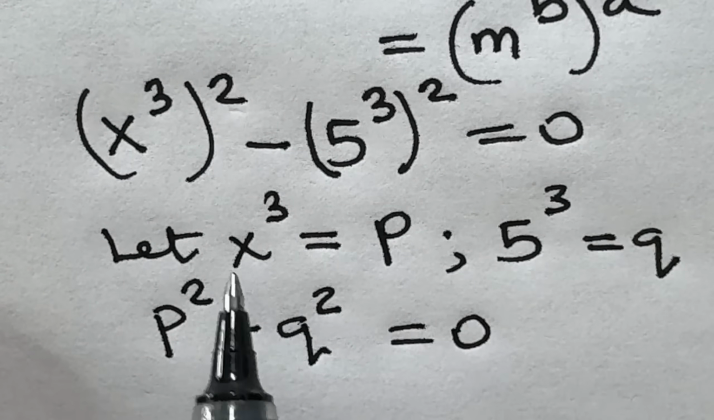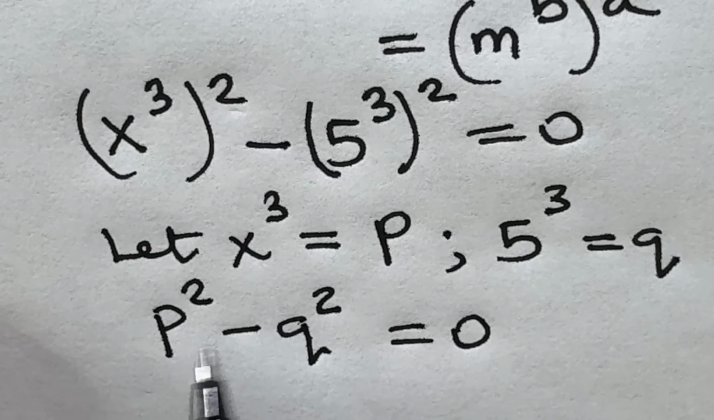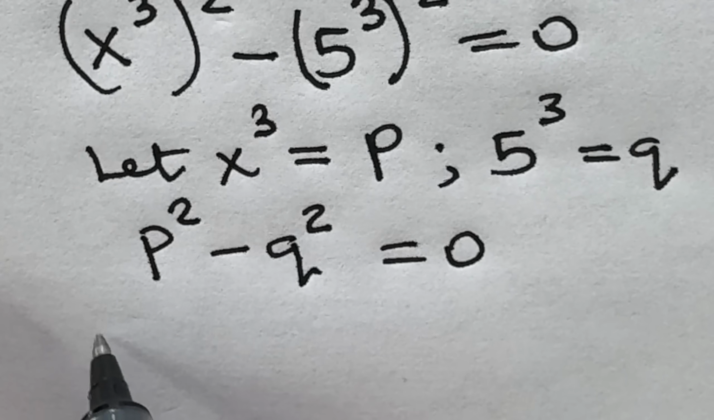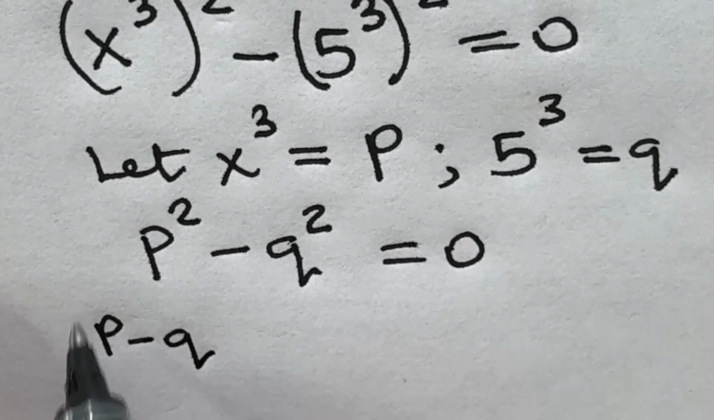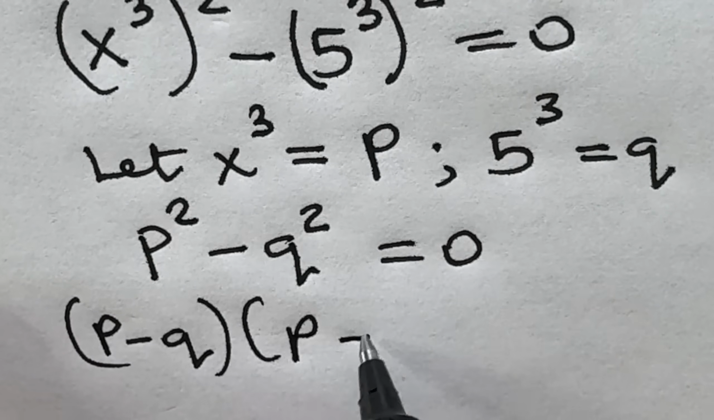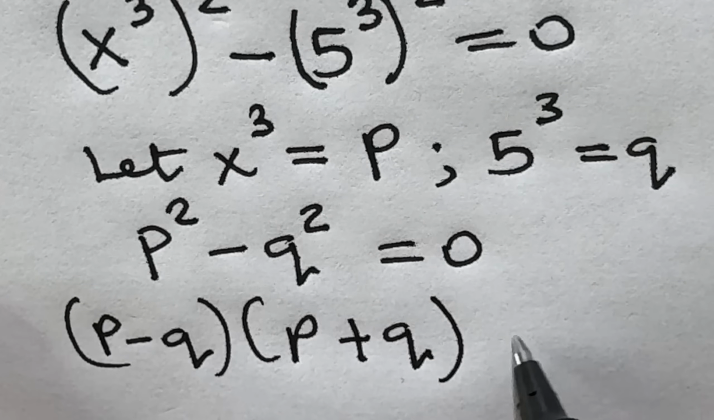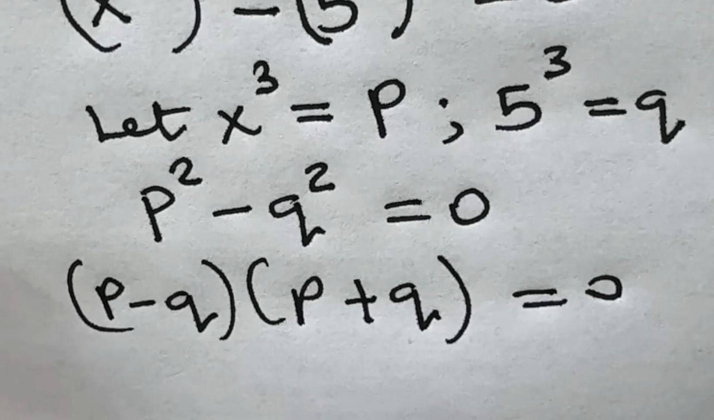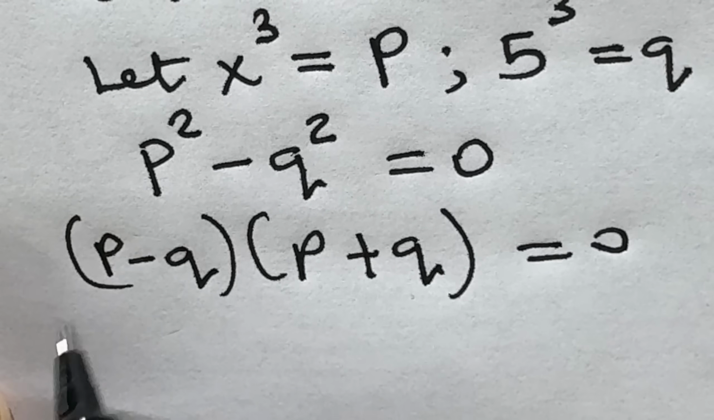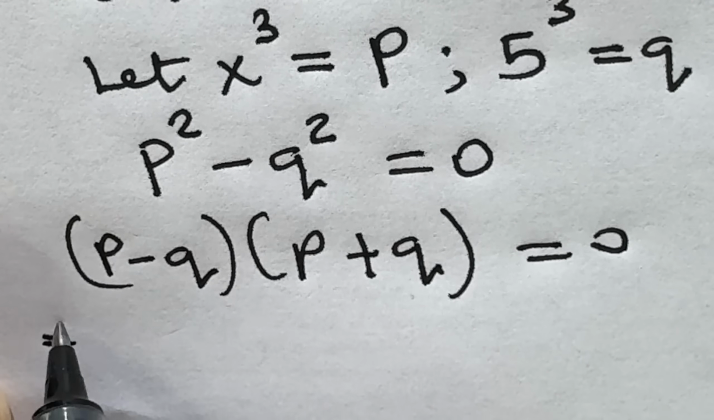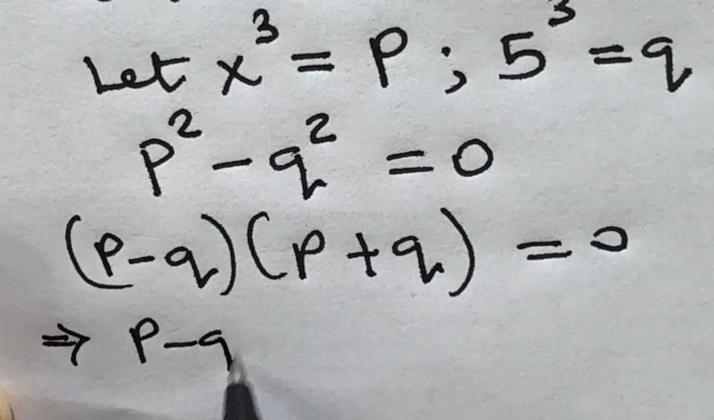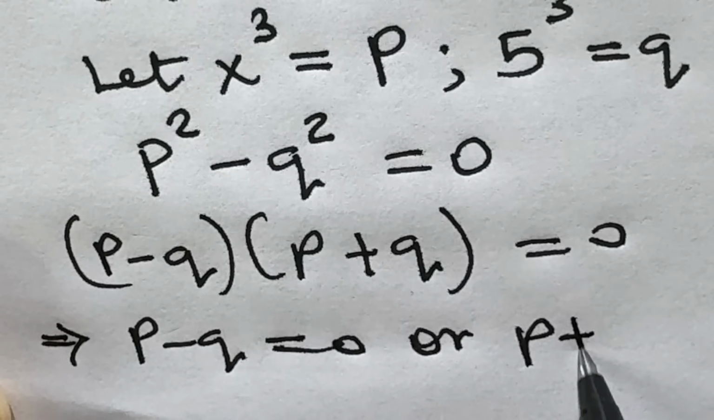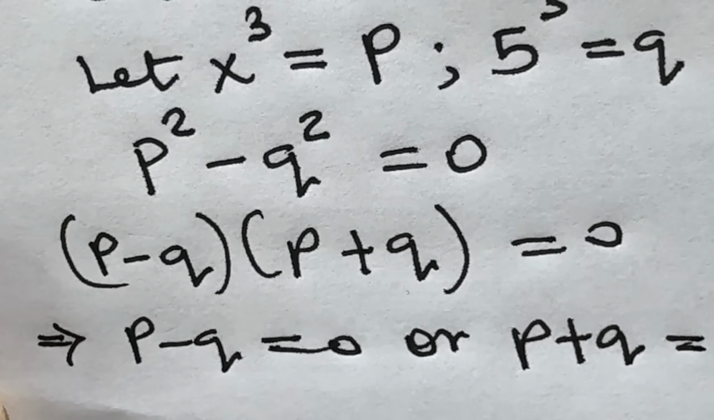The reason I've made this substitution is so that we can clearly see the difference of two squares, and by identity this can be factorized as p minus q times p plus q is equal to 0. Which then implies that either p minus q is equal to 0 or p plus q is equal to 0.